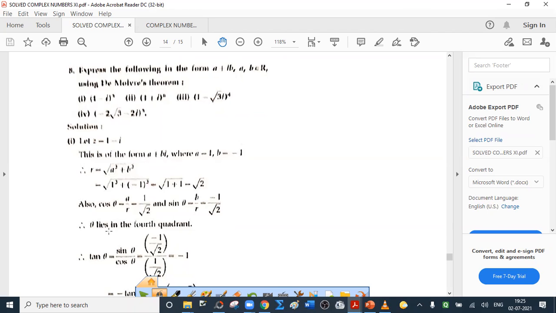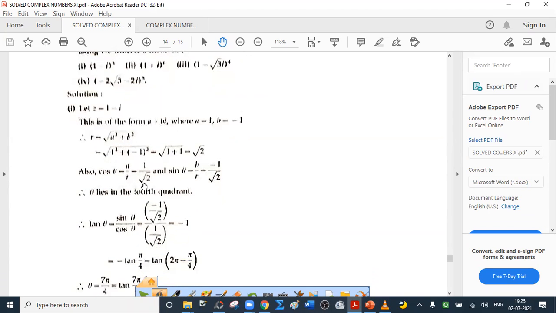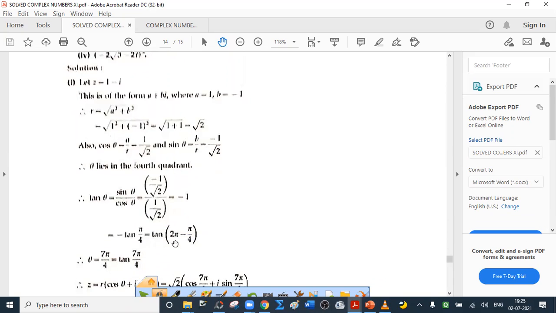This is important. Theta is in the fourth quadrant. Why? Because the point which represents 1 minus i is (1, minus 1). X coordinate is positive, Y coordinate is negative. So the point is in the fourth quadrant, and therefore tan theta, sin by cos, is minus 1. So that angle is 7 pi by 4. You have to remember this as it is.